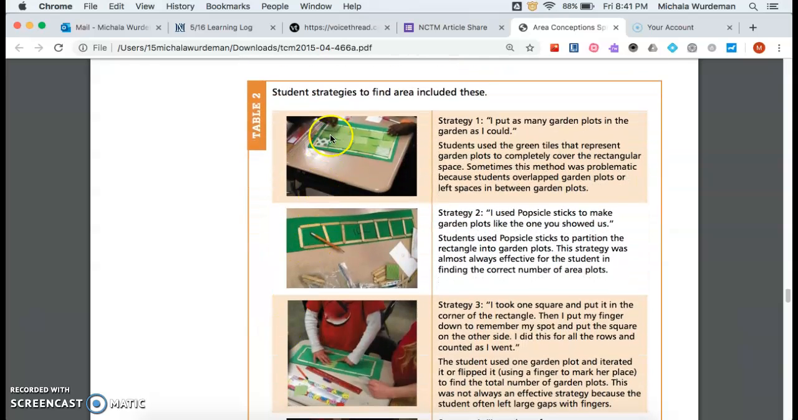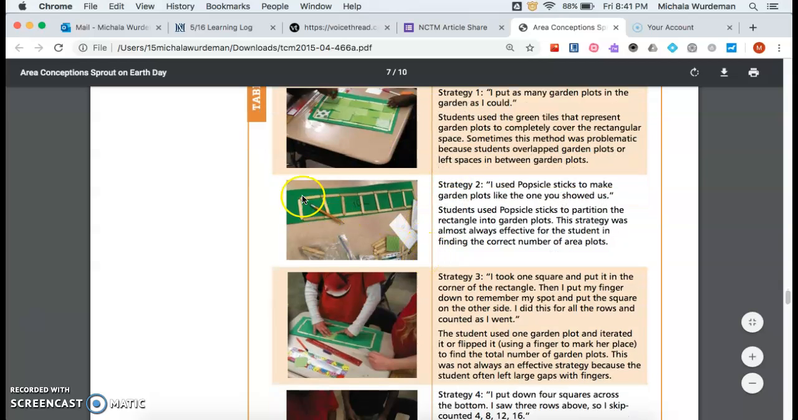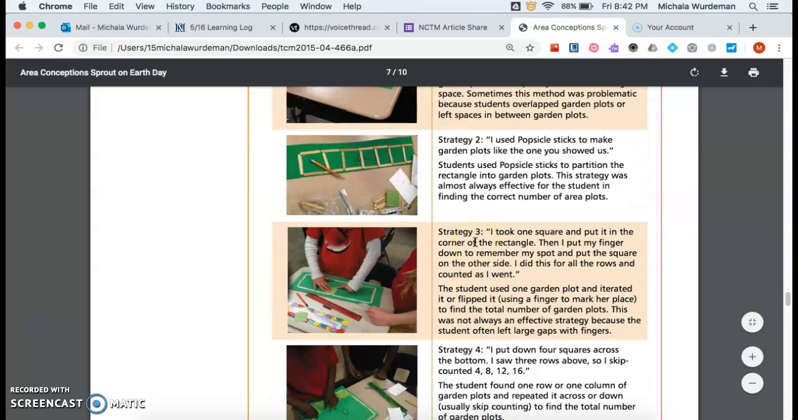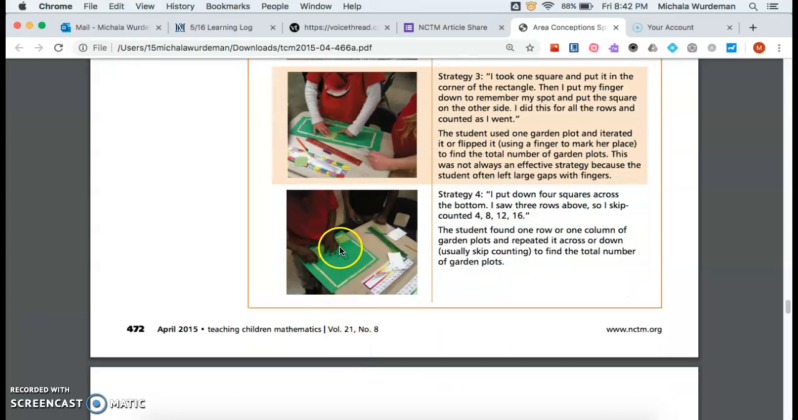Well, as they were making those predictions, students came up with different strategies on how they could figure out which one had the biggest area. Some students took their tiles and filled the whole thing up to see how many they could fit inside. Some students took popsicle sticks and spaced them out to figure out the area. This student just used one square and marked it with their finger to see where they were, and then moved their square over and counted that way. This student did a couple across the bottom and then a couple across the side and just counted to figure out how many he needed from there instead of laying them out to fill up the whole square.